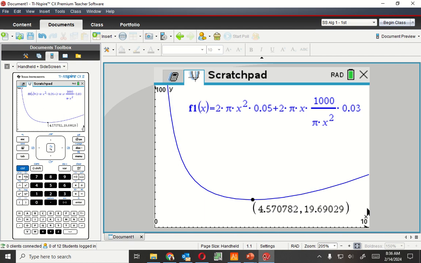It's going to be with a radius of 4 point something. So the diameter is probably going to be about 9, right? So it is a skinny, tall cylinder that is going to maximize my volume. And somewhere around $20. Nice.